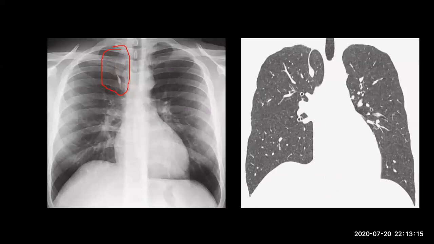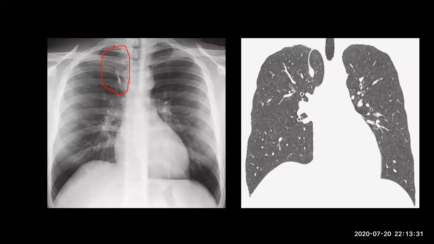And what is the most common accessory fissure of the lung? Inferior accessory fissure. Very good. It is the inferior accessory fissure.